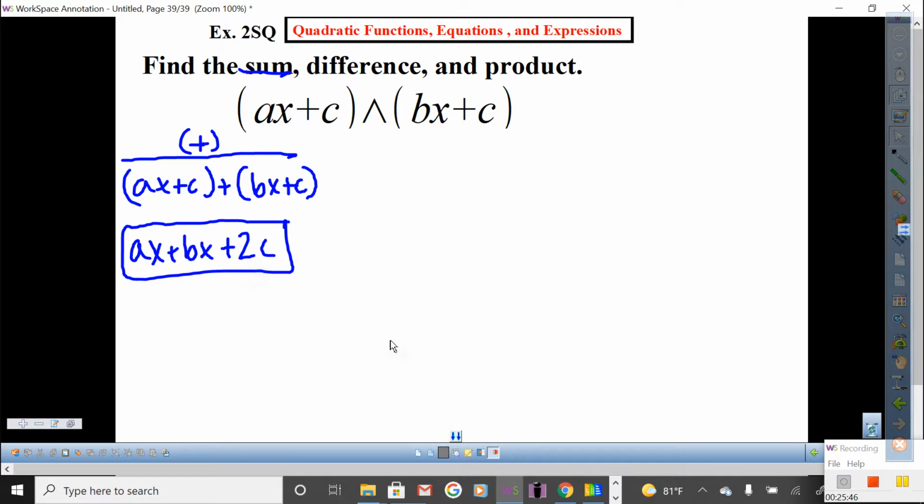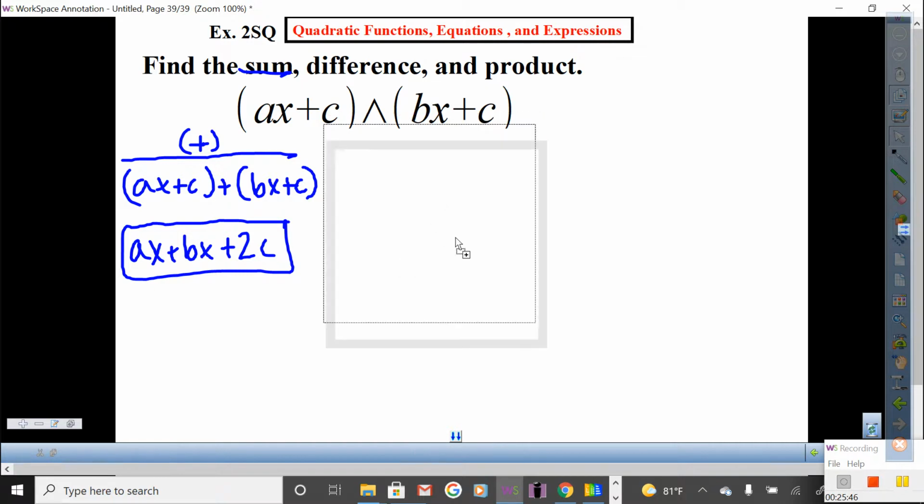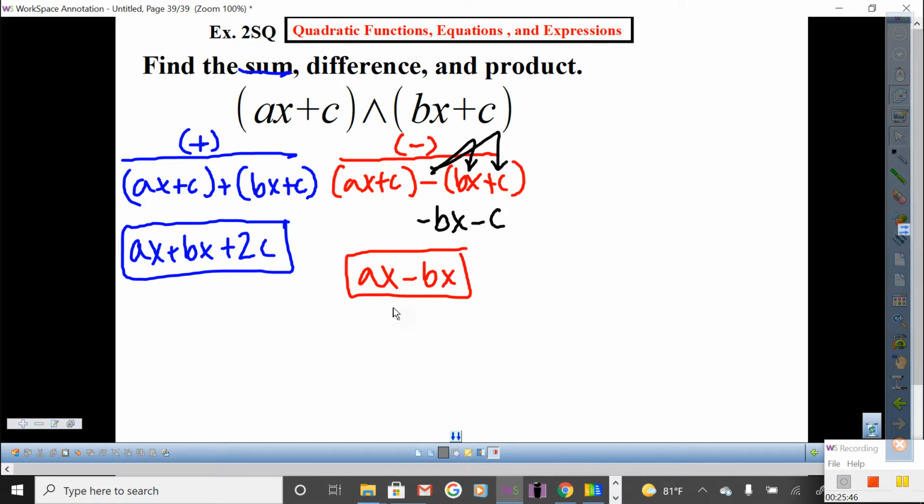Okay. How about the difference? Christian, what did you get for the difference? Help him out, Andrew. ax minus bx. Hands if you got that. Yes. Why? Because we distribute the negative here, and the positive c and the negative c cancel, and we're just left with ax and minus bx.